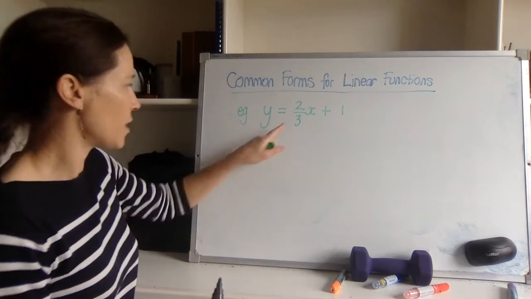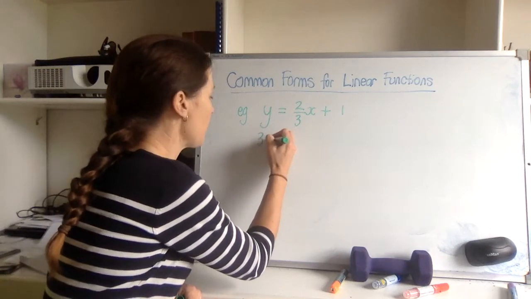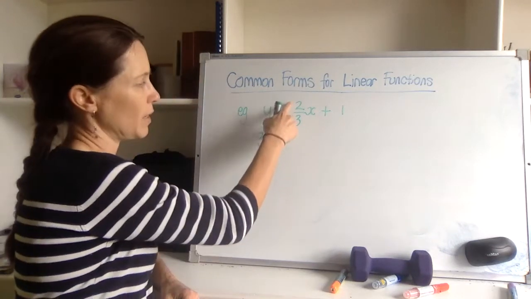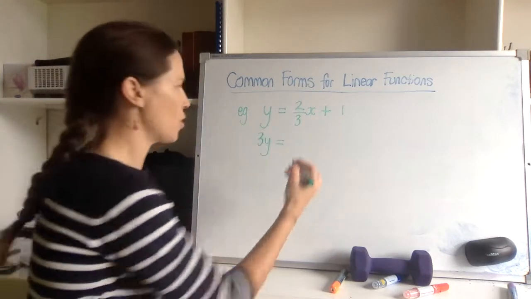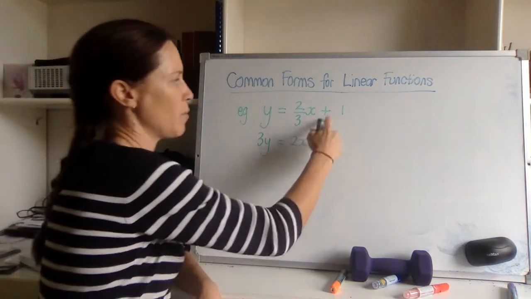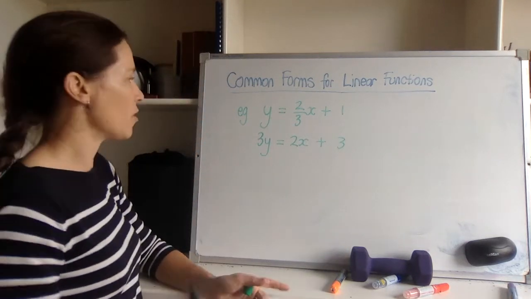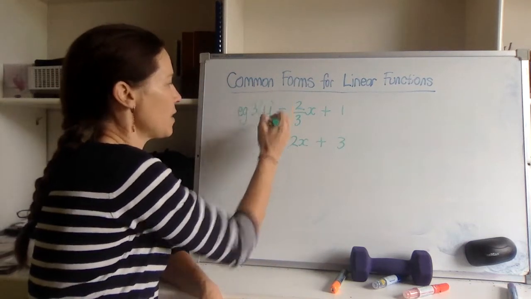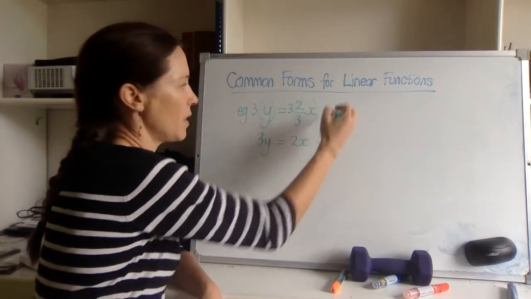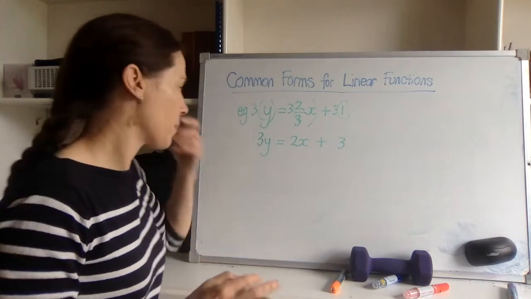I might decide to get rid of fractions first by multiplying everything by 3. That will give me 3y. And if I multiply 2/3 by 3, I just get 2, so I've got 2x here. And I need to also remember to multiply the 1 by 3. Now, if you struggle with that step, you can literally put on here 3 of these, plus I need 3 of these, and I need 3 of these to make sure that you remember to do 3 of everything.